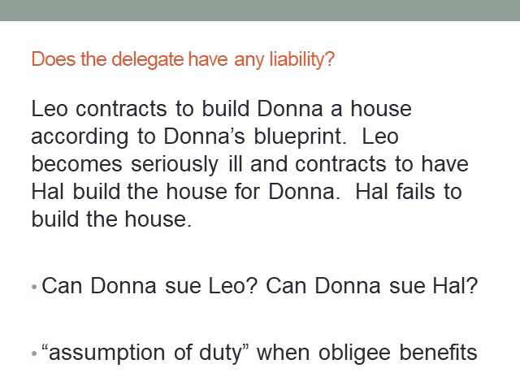So if an obligee has the right to sue either, in this case, Leo or Hal, is there ever a time where they can refuse a delegation? Leo contracts to build Donna a house according to Donna's blueprint. Leo becomes seriously ill and contracts to have Hal build the house for Donna. Hal fails to build the house. But let's forget about Hal failing to build the house. Can Donna refuse to have Hal build the house?